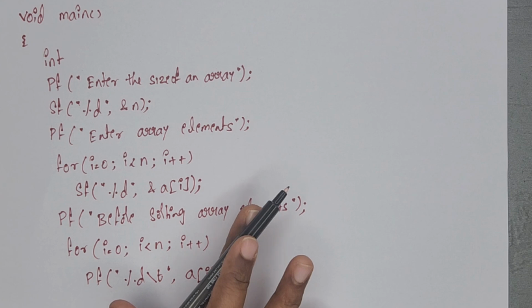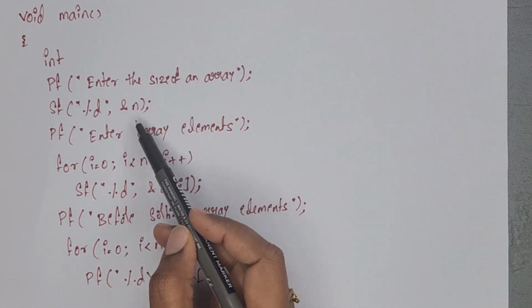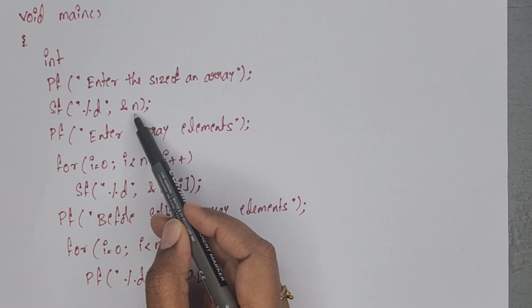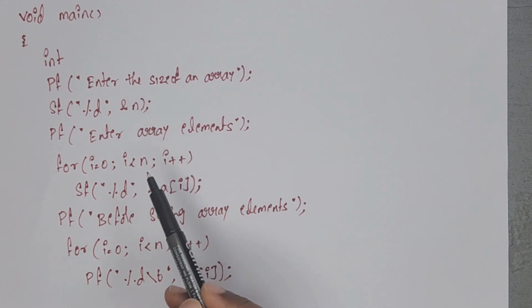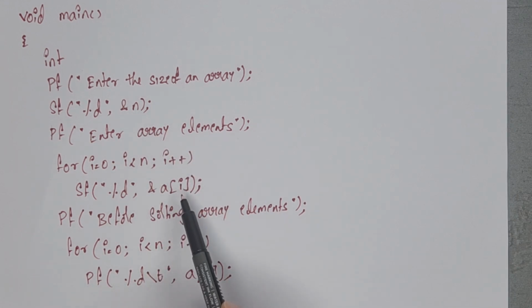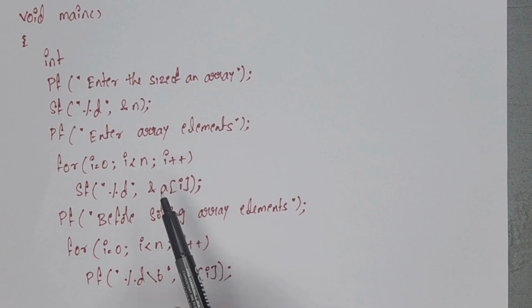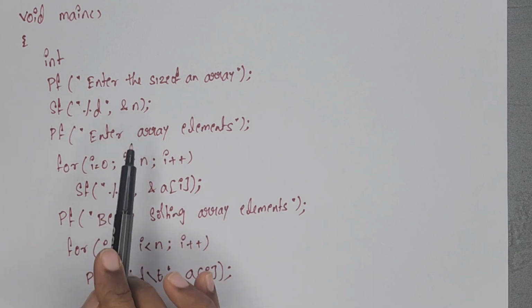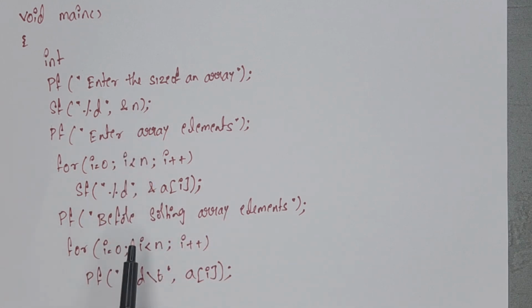This is only the reading part. So first of all, we have to read array size. That I'm going to store in one variable, that is n. Next, we have to read array elements. So I hope everyone can write the reading part. That is the reason I did not explain each and every statement clearly. Read array size and read array elements.